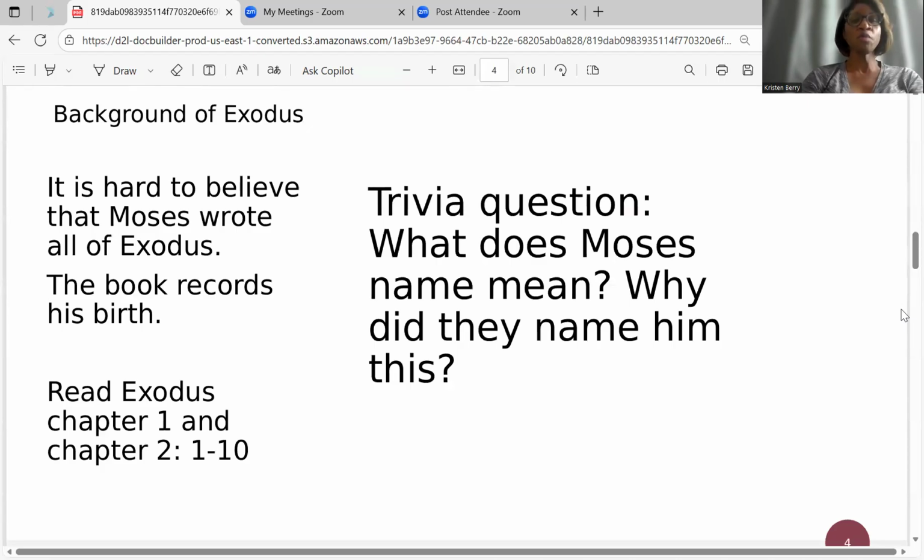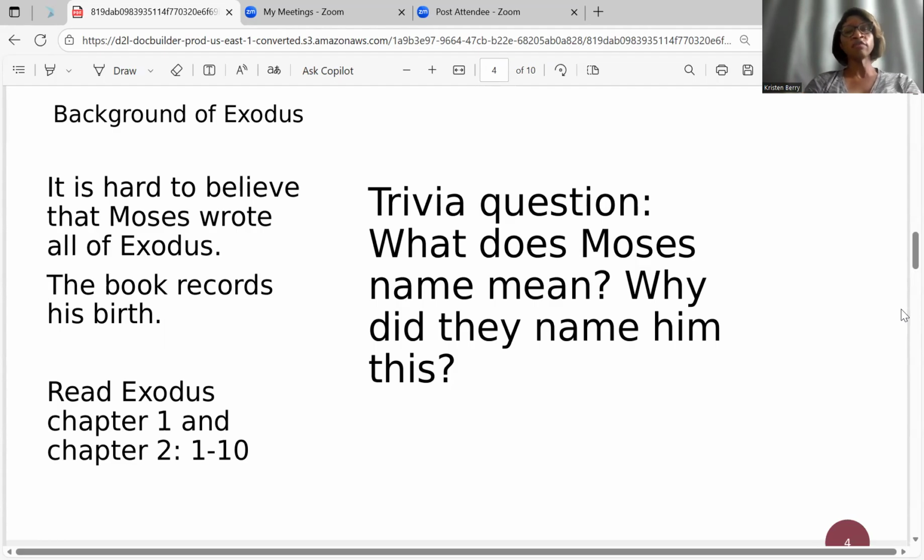So once again, you can pause this video, and I want you to do a lot of research here. Like I said, in terms of the background of Exodus, we're not exactly sure who wrote it, and it includes his birth. So yes, Moses could have written about his birth and what he heard, what his mama told him, what the family told him. Absolutely, he sure could have.